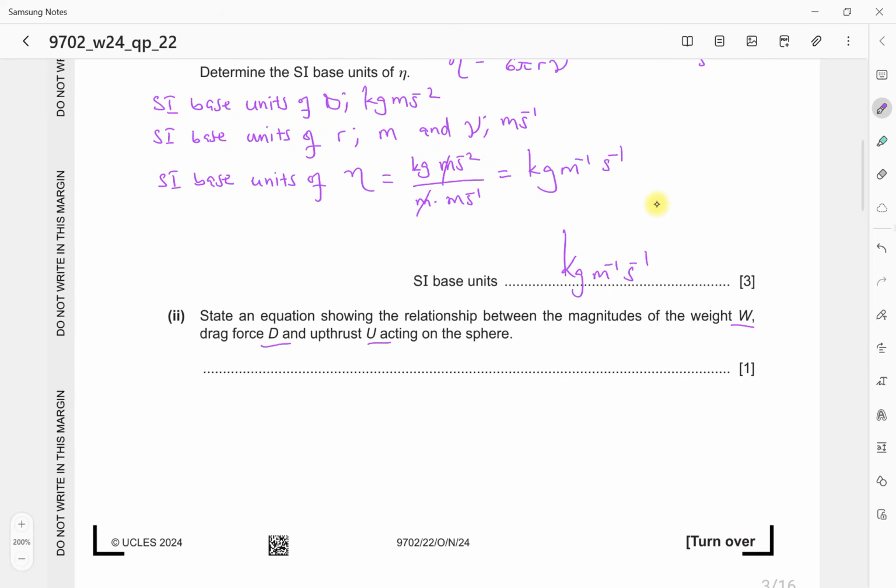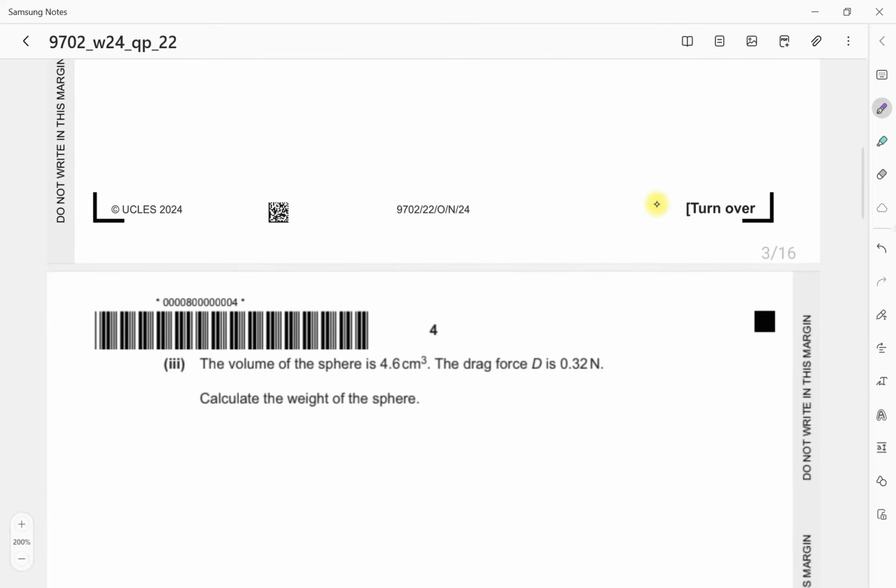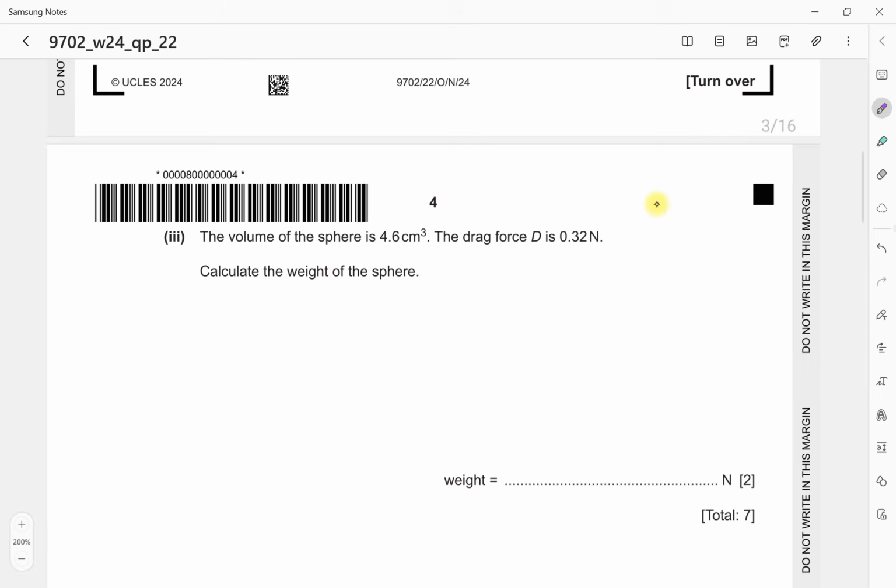So the upthrust plus the drag force is equal to the weight. The volume of the sphere is 4.6 centimeters cubed. The drag force is 0.32 newtons. Calculate the weight of the sphere.